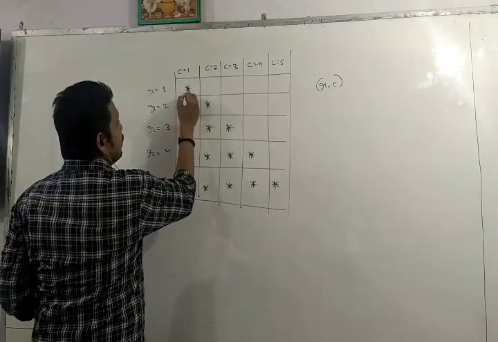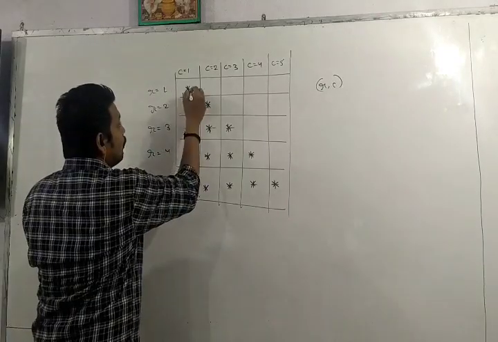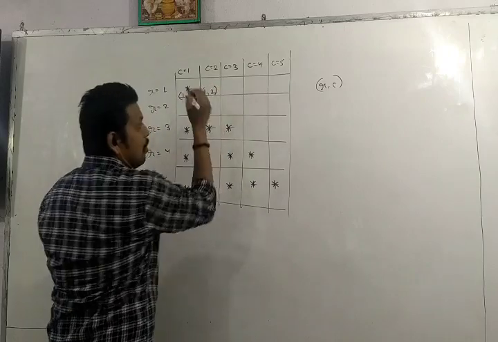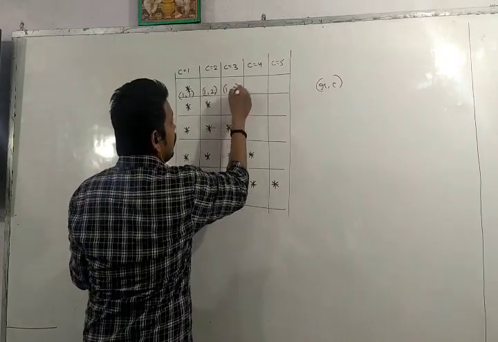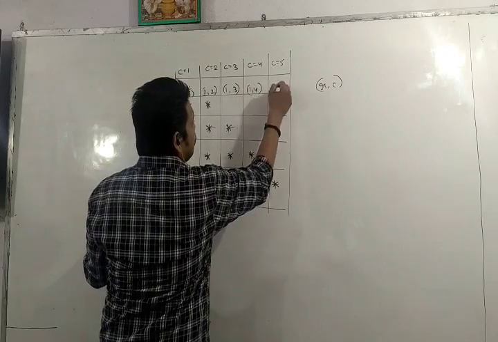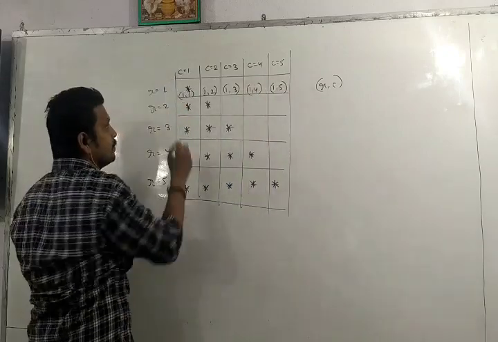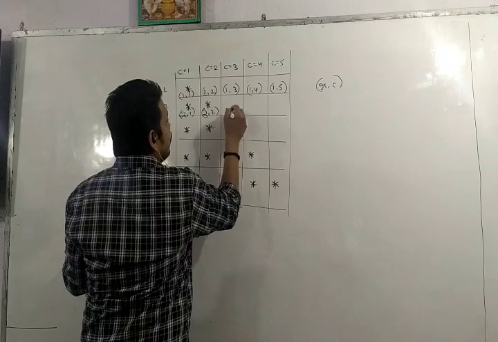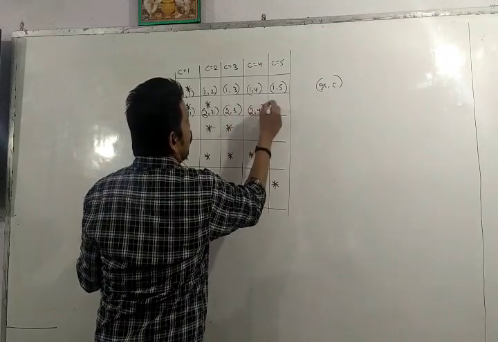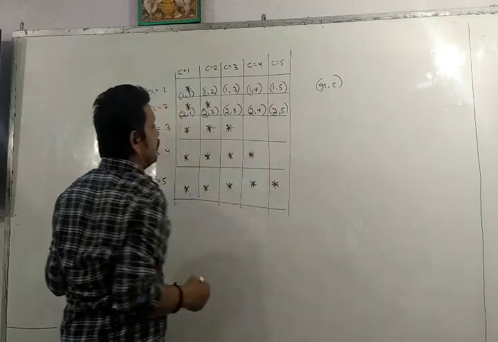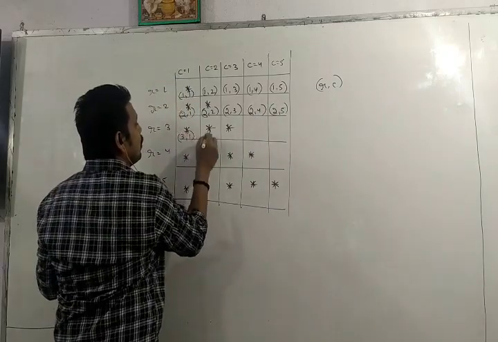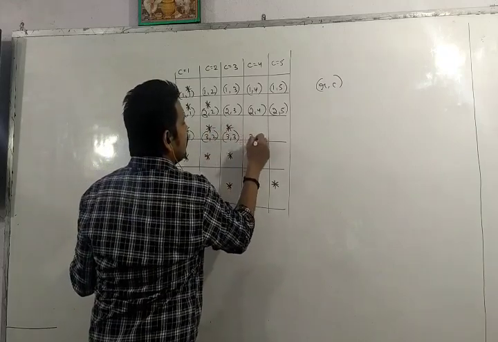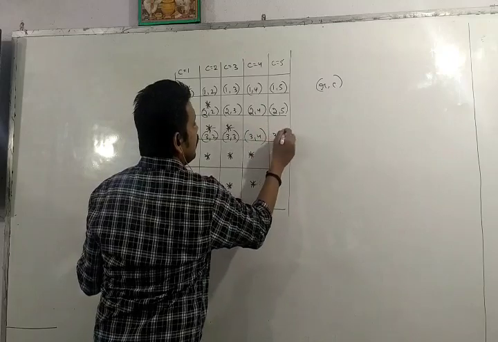Now see. Here the location is first row, first column. Clear? This is first row, second column. First row, third column. First row, fourth column. First row, fifth column. Second row, first column. Second row, second column. Second row, third column. Second row, fourth column. Second row, fifth column. Third row, first column. Third row, second column. Third row, third column. Third row, fourth column. Third row, fifth column.